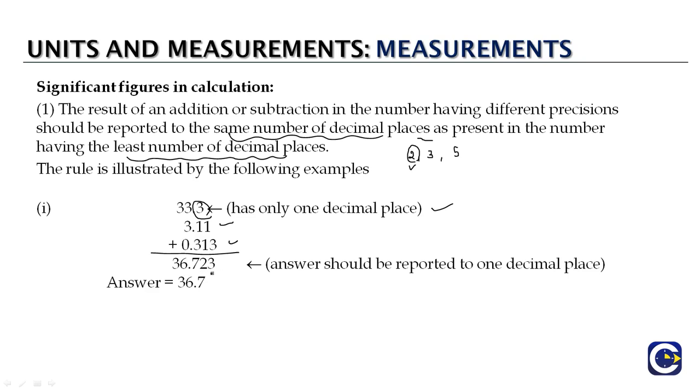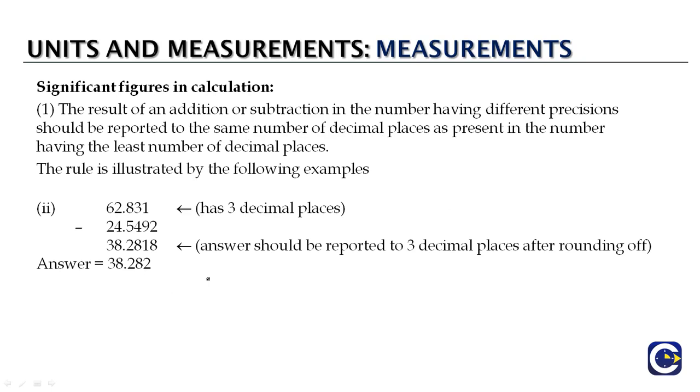Now this will be rounded off in such a way that we will just have 1 decimal place. Starting from 3, a number less than 5, we'll drop it. Then 2 is also less than 5, so we'll drop it. Thereby the final answer will be 36.7.